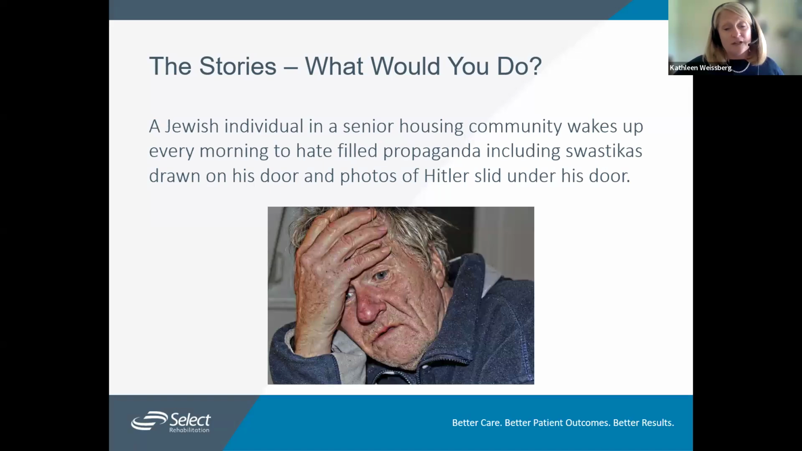This one is a real tough one. This is absolutely 100% true story. A Jewish individual in senior housing wakes up every morning to hate-filled propaganda, swastikas drawn on the door, and photos of Hitler slid under the door. What do you do? The names and details have been changed just a little bit.